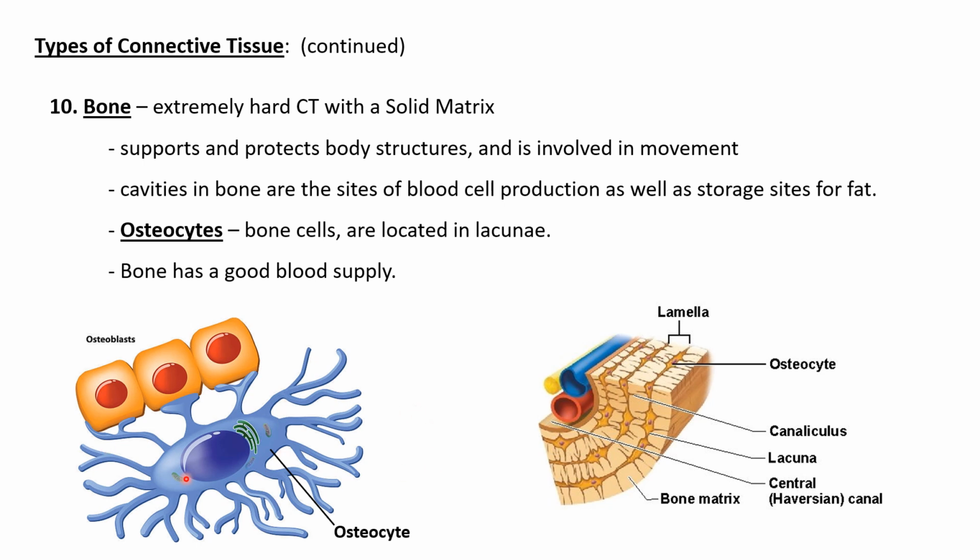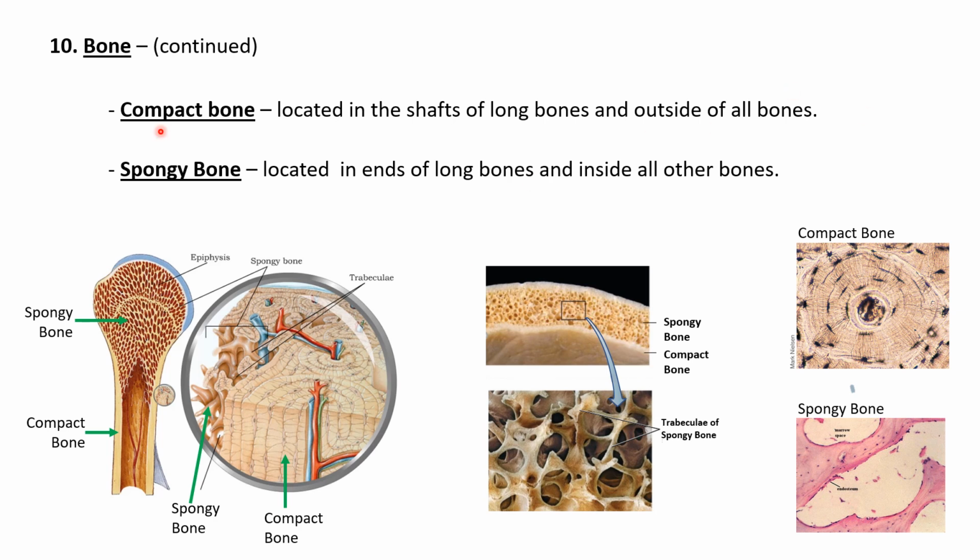So here's an osteocyte right here. Here's osteoblast, which build bone. And here is going to be compact bone. And notice the little bone cells here, the osteocytes, they are in lacunae as well. So each one is in a little lacuna. Bone has a very good blood supply. So a lot of people who have bone fractures, they'll heal better than cartilage injuries.